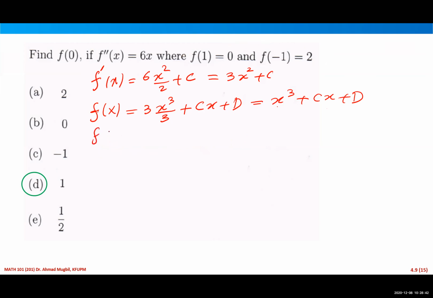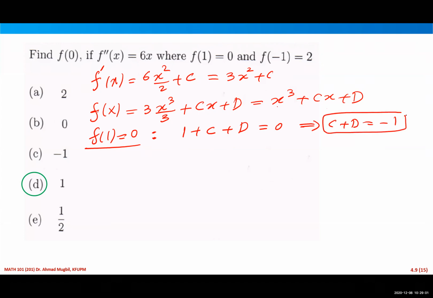The first condition tells me that f at 1 is 0. So what does that mean? If this is 1, it will be 1 plus c plus d equals 0. This means that c plus d equals -1. Is that right? So this is the first equation that we have.